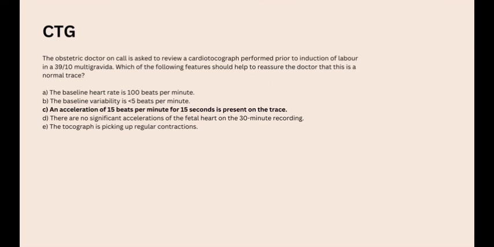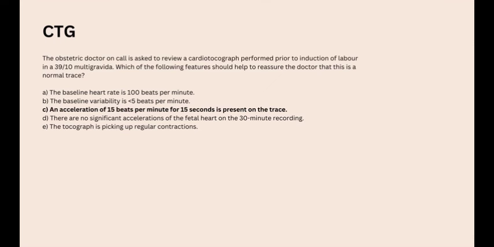B, the baseline variability is less than 5 beats per minute. Remember that the baseline variability is a reflection of the normal fetal autonomic system. So at term, baseline variability should be greater than 5, and if it's less than 5, it's considered low or reduced. So that would not be a reassuring finding. C is the correct answer because accelerations, as you saw in the VEAL CHOP mnemonic, are good. And the presence of 2 or more accelerations on a 20 or 30 minute CTG defines a reactive trace.